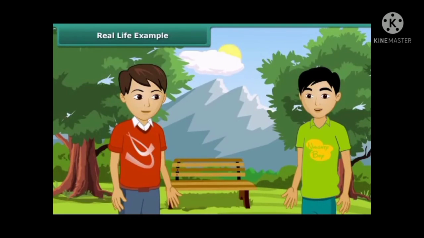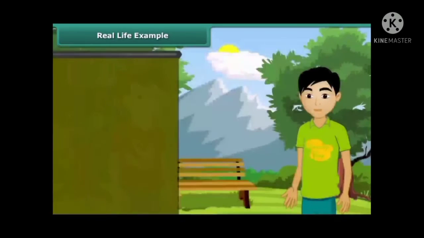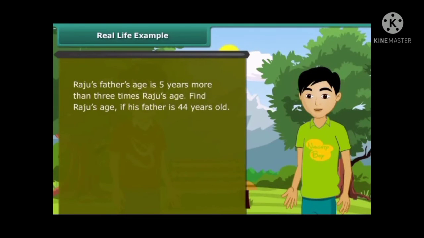Ajay, now you know how to solve the equation. There is one problem for you. Ask. Raju's father's age is 5 years more than 3 times Raju's age. Now find Raju's age if his father is 44 years old.